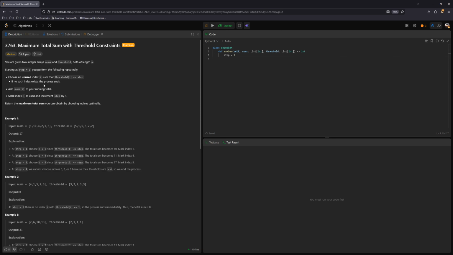Choose an unused index I such that threshold of I is less than step. So we don't mark the thresholds as used. We can repeatedly use thresholds. If no such index exists, the process ends. Threshold has to be lesser than, but as step is going to be getting bigger, so what causes a termination?